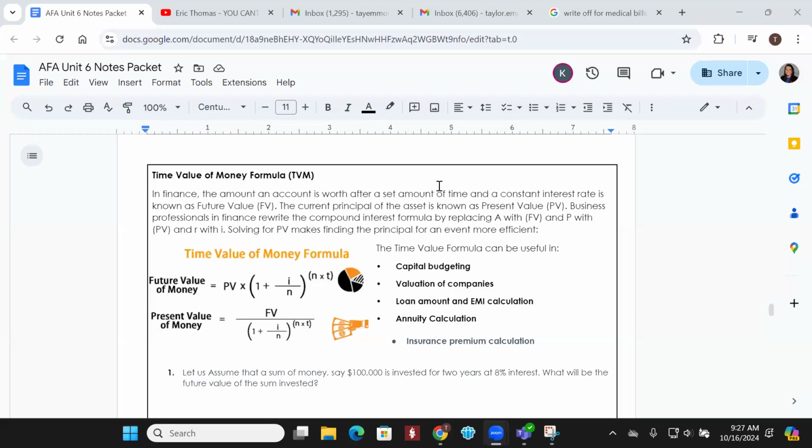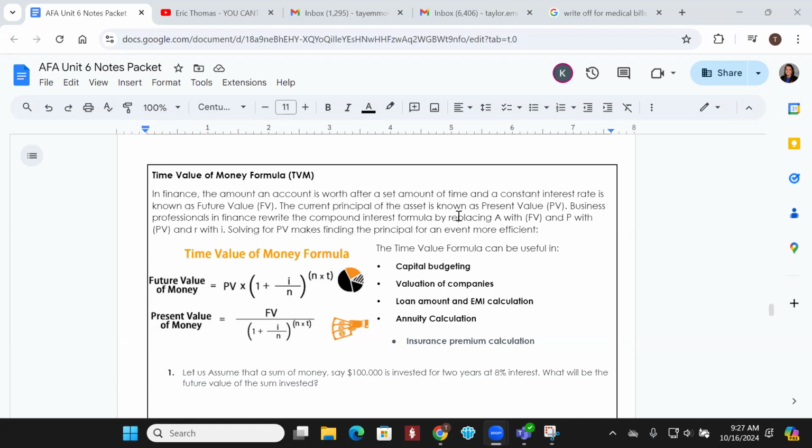Okay. So in finance, the amount an account is worth after a set amount of time and a constant interest rate is known as a future value, FV. The current principal of the asset is known as present value, PV. Business professionals in finance rewrite the compound interest formula by replacing A with FV, P with PV, and R with I. Solving for PV makes finding the principal for an event more efficient.